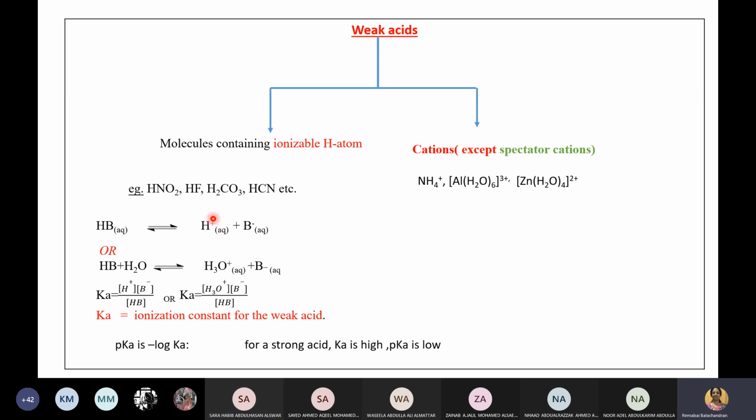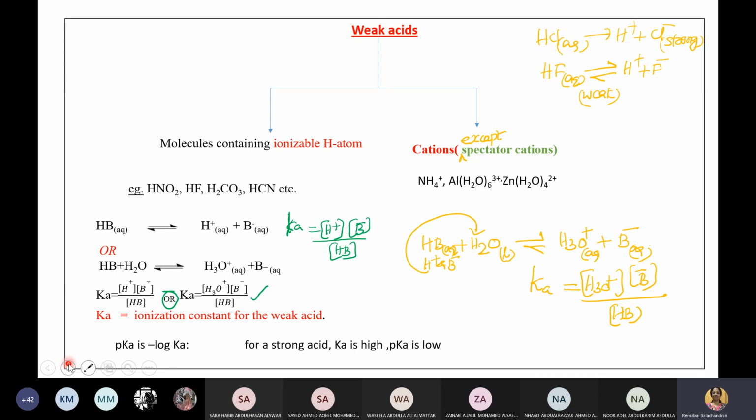If it gives more H plus, does that mean a strong acid or a weak one? Strong acid. So that means for a strong acid, Ka is high. If Ka is high, because of the negative sign, pKa will be low. Okay, so for a strong acid, Ka is high or pKa is low. Did you understand?